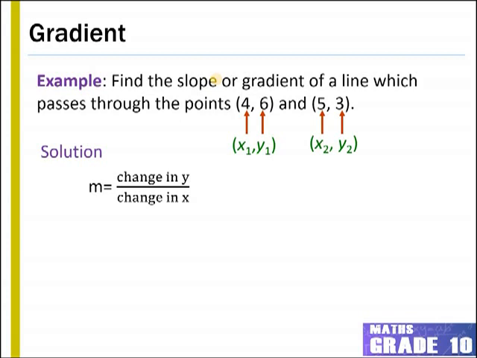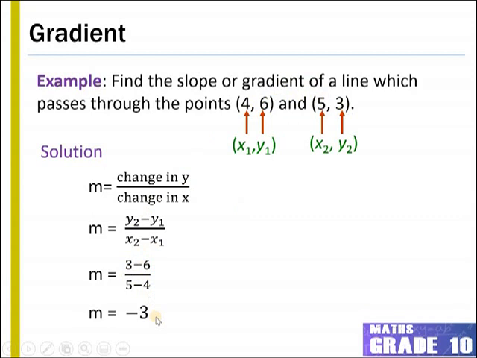m is change in y over change in x, and we can write the change in y as y2 minus y1 because it's the difference between the two y coordinates. And we can write the change in x as the difference between the two x coordinates, x2 minus x1. So in this case, that's 3 minus 6 over 5 minus 4, which is -3 over 1, which is -3. So this gradient is negative, and this line would be sloping downwards.